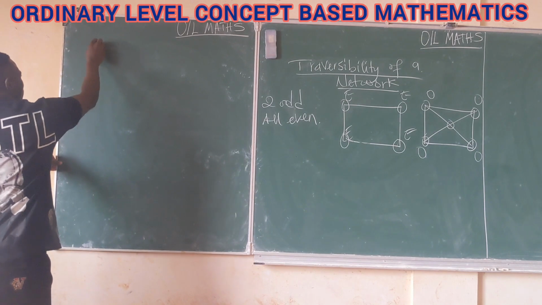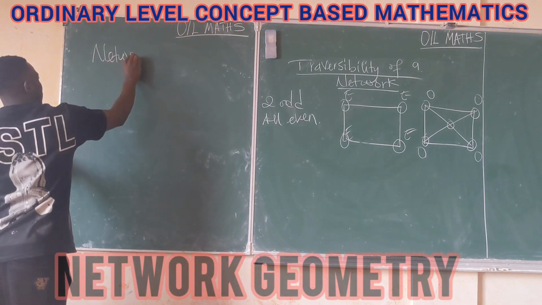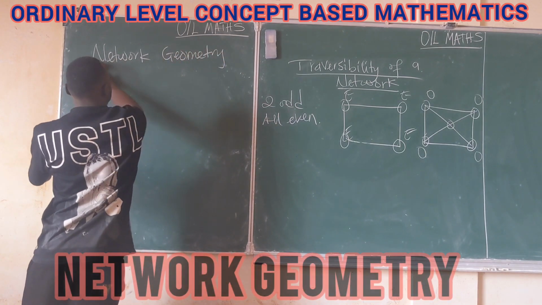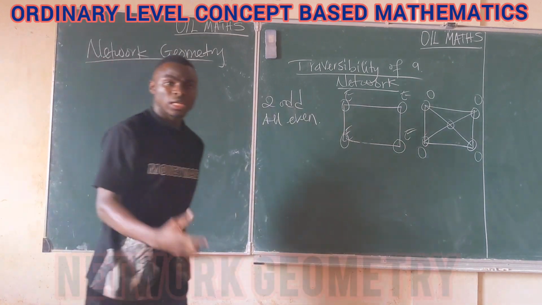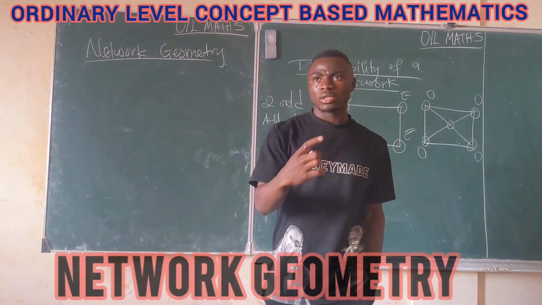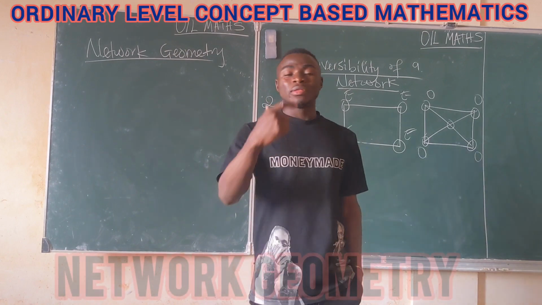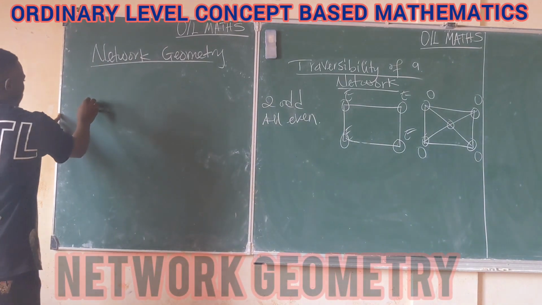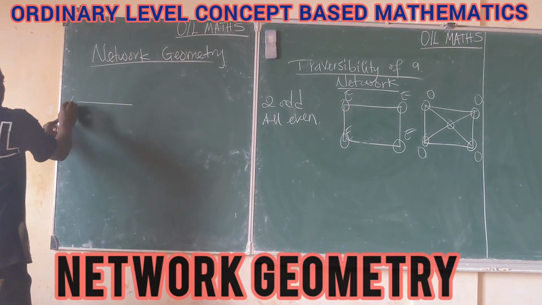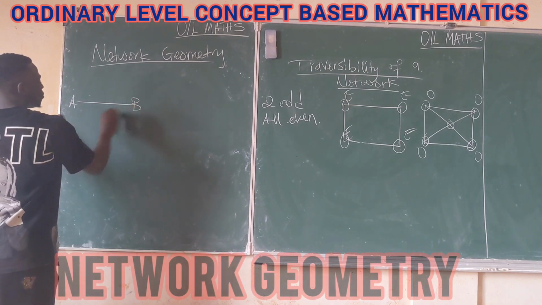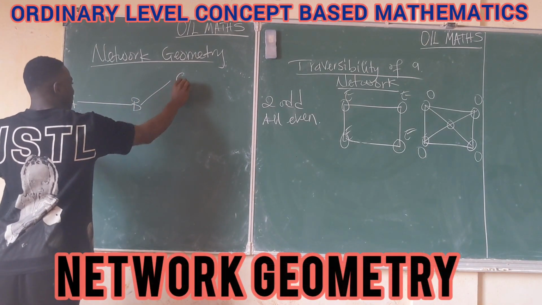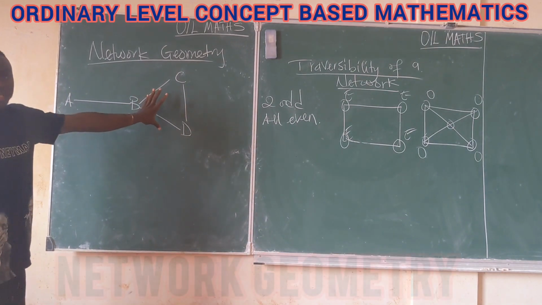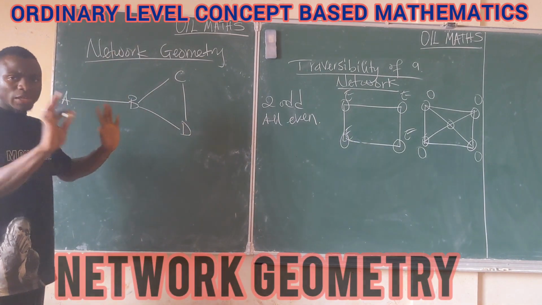So let's take a glance at what we call network geometry. In network geometry we are simply going to be talking about moving from one point to another with respect to direction. So let's consider the network geometry below. Let's say we have a certain point A to a certain point B to another point C to another point D, for example. Now this network is said to be an undirected network. That means there are no directions.